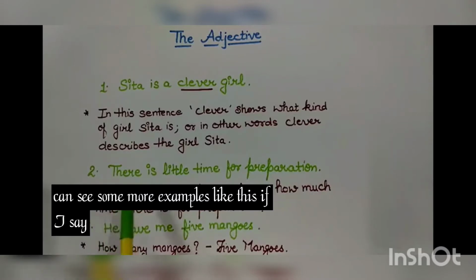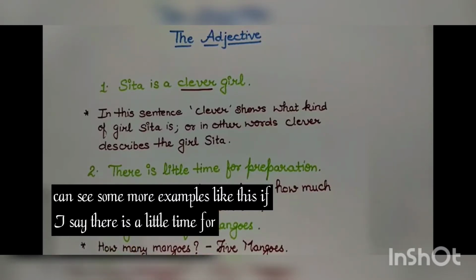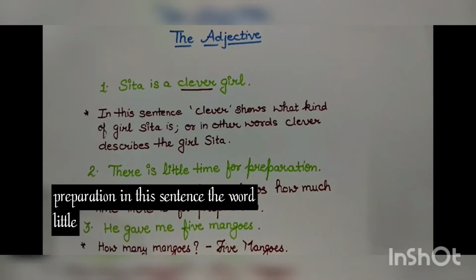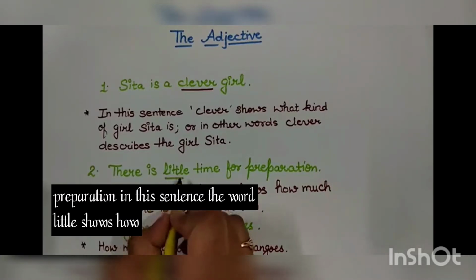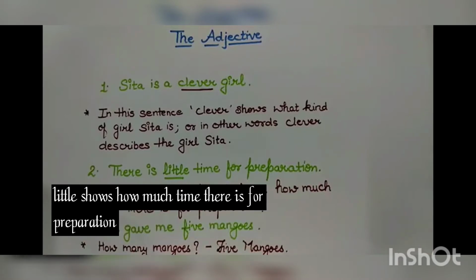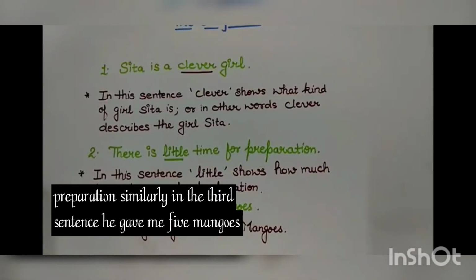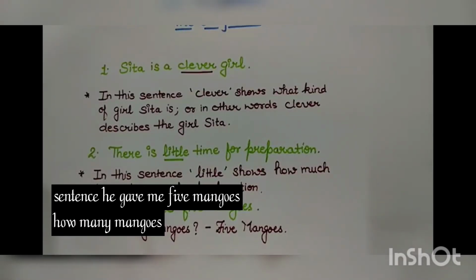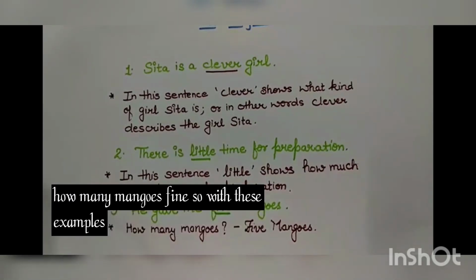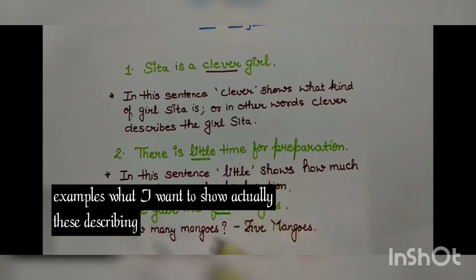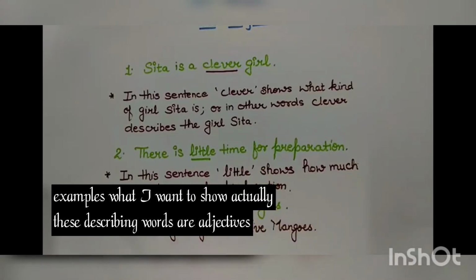We can see some more examples like this. If I say, there is a little time for preparation, in this sentence the word little shows how much time there is for preparation. Similarly, in the third sentence, he gave me 5 mangoes. How many mangoes? 5. So, with these examples, what I want to show? Actually, these describing words are adjectives.